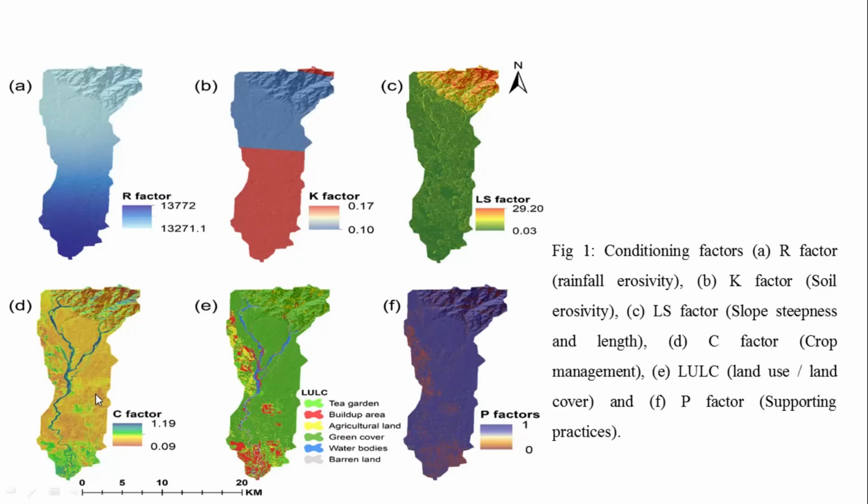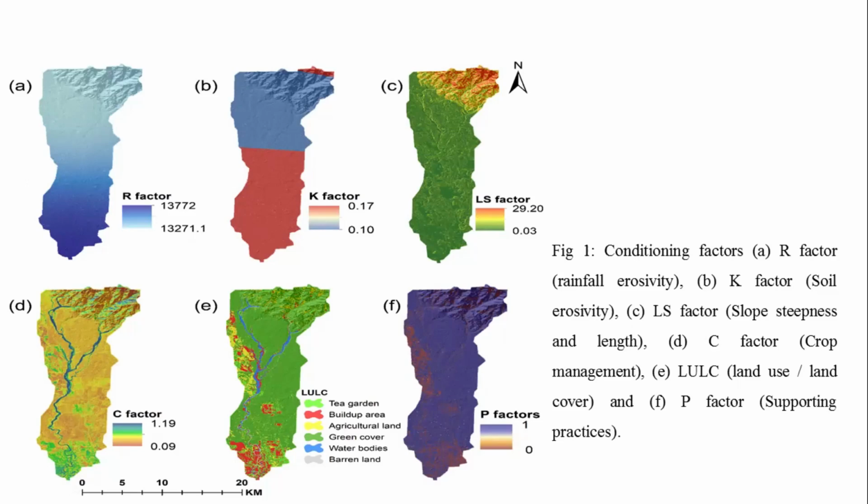Then we have the C factor, that is the crop management factor. What does that mean? This means how the land cover or the crop management is causing soil loss. Obviously, in fallow lands, in fallow areas, the soil loss will be much more. The crop management won't be of that nature. So the C factor, then we have the LULC, and then the P factor, that is a supporting factor. This means what is the effect of the various practices that will reduce the amount and the rate of the runoff. So that is the P factor.